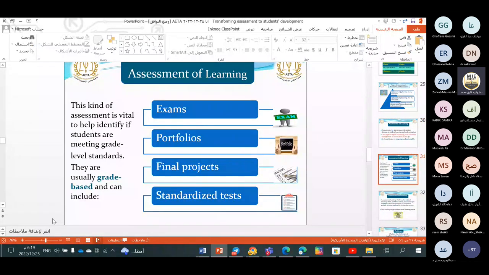It is about assessment of learning. We said that it is very vital and important to help identify if students are meeting grade level standards or not. They are usually grade based and can include, as you know, the first and most well-known tool, exams, and then portfolios, final projects, standardized tests, and many others. Those are some of the assessment tools of learning.